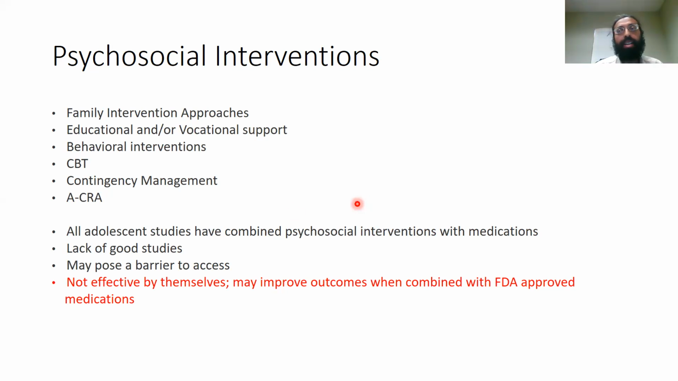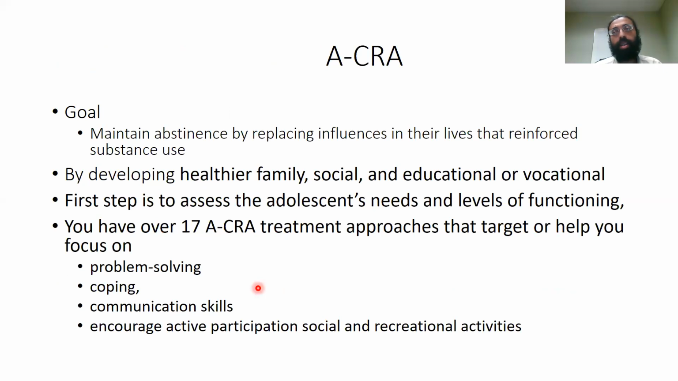And also to keep in mind that just like with adults, psychosocial interventions are not effective by themselves when we look at opioid use disorders. And these are some of the ones that I think about, at least. And Dr. Plum, please jump in at the end and correct me if you would add anything or subtract anything. But the ones I think about for our adolescent population, one is, of course, the adolescent CRA, the community reinforcement approach, which really focuses on maintaining abstinence by replacing influences in their lives that reinforce substance use and reinforcing healthier behaviors. And it involves a healthier family, social, educational, vocational support system.